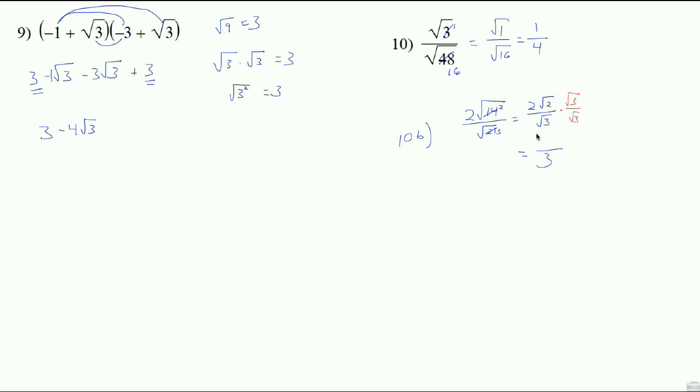And in the numerator, we have 2. Square root of 2 times the square root of 3 is square root of 6. Also notice you cannot reduce 6 and 3 because 6 is within a square root and 3 is not. So our answer to 10b is 2 times the square root of 6 over 3.